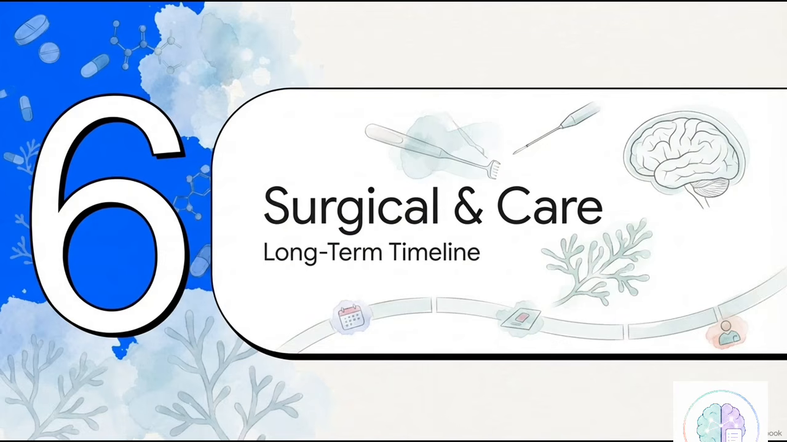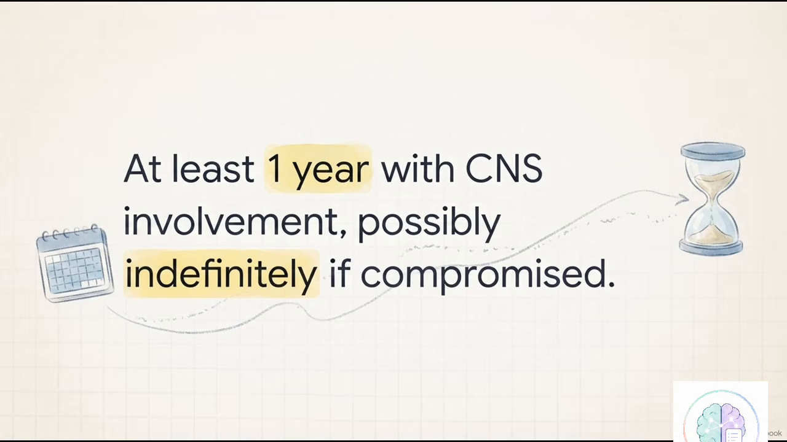Section 6. Surgical and long-term care. When there's CNS involvement, this is a long haul. You must maintain this treatment for a minimum of 1 year. Let me emphasize that. At least 1 full year of treatment. And if you're dealing with an immunocompromised host, this treatment might actually have to continue indefinitely. The reason is that the risks of a relapse or further hematogenous spread are simply too severe to risk stopping the antibiotics.